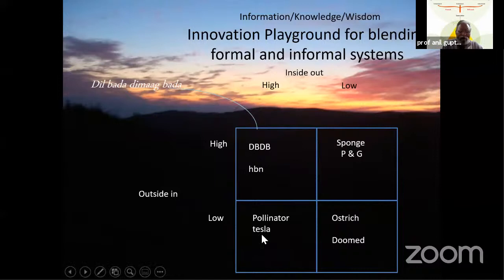Then you have this low outside in. I'm so advanced, so ahead of the curve, that I don't need to learn too much from outside. But I share a lot with others. So Tesla had opened all its patents in public. Anybody could now manufacture batteries for electric vehicles. Why did they do that? Anybody can tell me why did they do that?